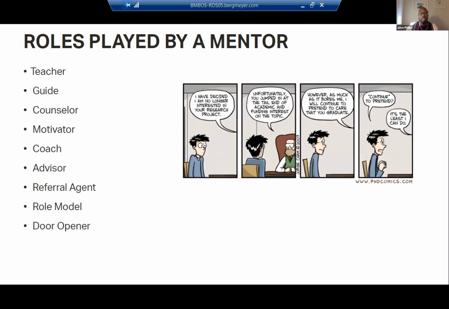And all of that, it's really important to think about the roles that we play as mentors or sponsors. This is a comic strip here, and there's a professor behind the desk, and in front of the desk there's a student, and the professor goes, "I have decided that I'm no longer interested in your research project. Unfortunately, you've jumped in at the tail end of my academic career and finding interest in your topic. However, as much as it bores me, I will continue to pretend to care that you graduate."